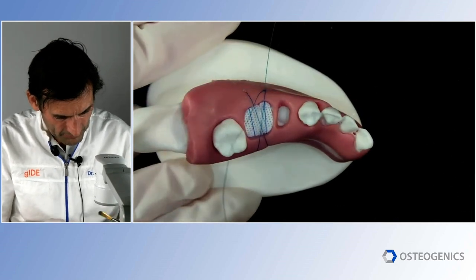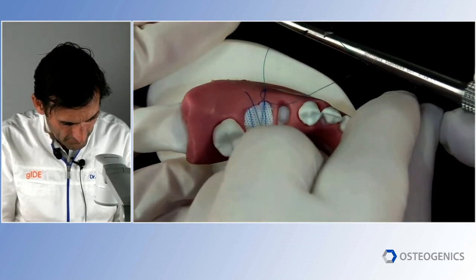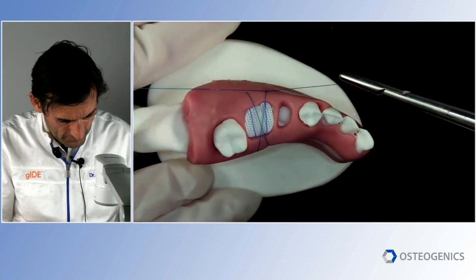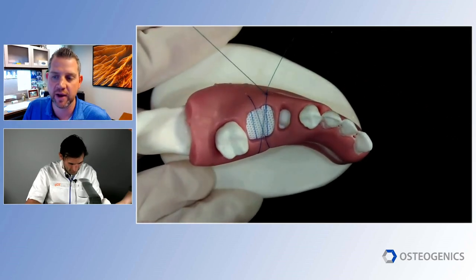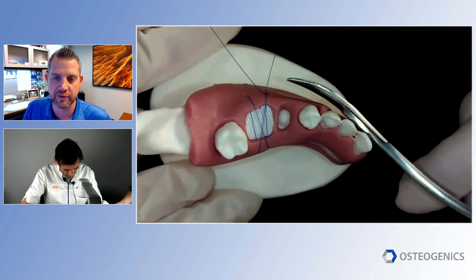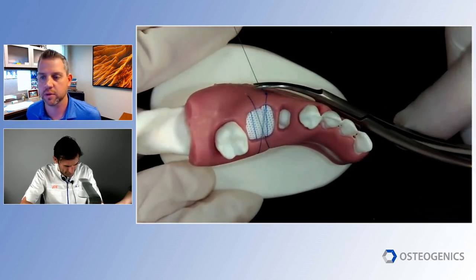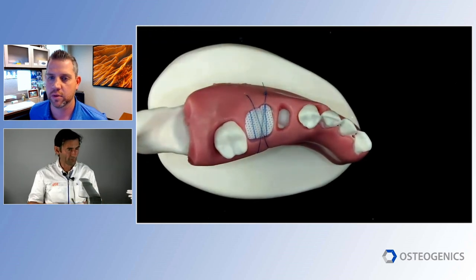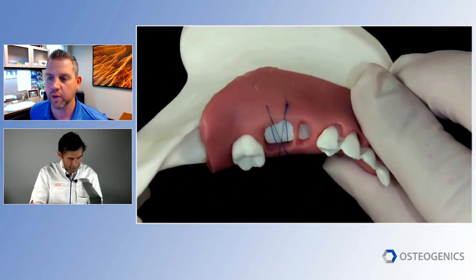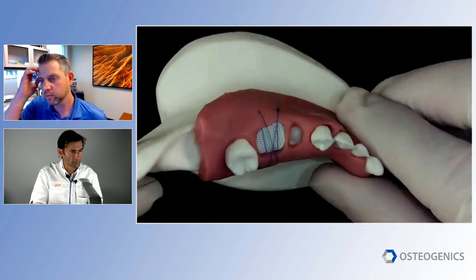Third knot. The question has come in, do you ever place a hemostatic agent on the palate when you're doing a CT graft, something like gel foam? You can, but in the technique that we use, it's not really necessary. So you can. Okay, so look at the suture.